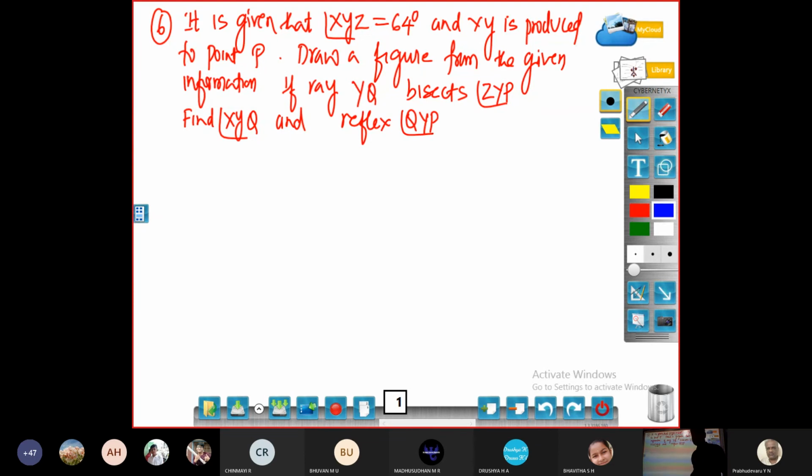So now you need to draw the diagram before you go for solving this one. Draw the diagram. It is given that angle XYZ is equal to 64 degrees and XY is produced to point P. So an angle you have to draw here, making 64 degrees.